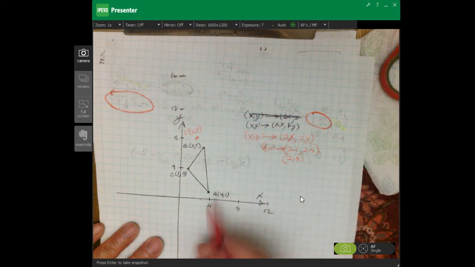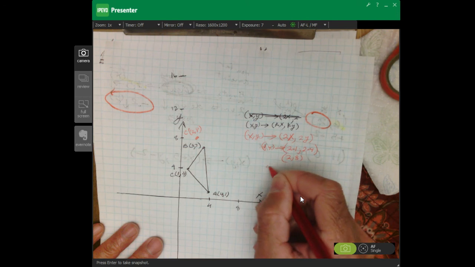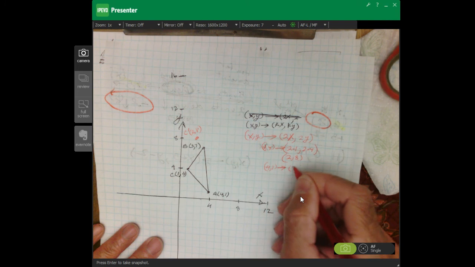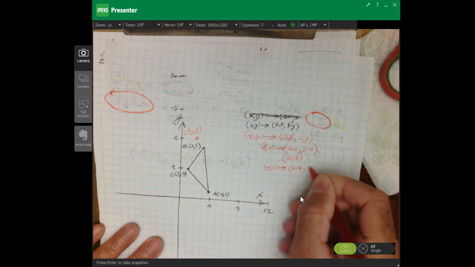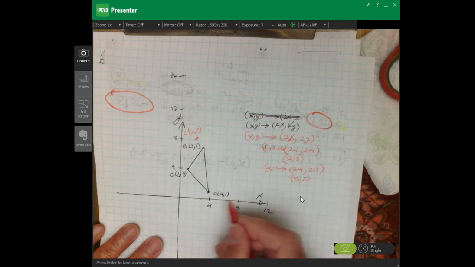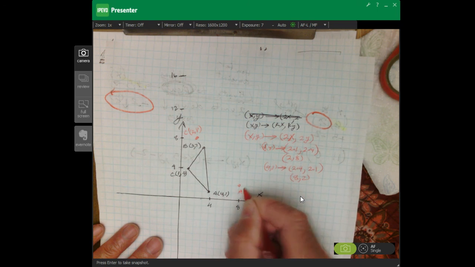Then A will be 4, 1. 2 times 4, 2 times 1, and we get 8, 2. So over 8, up 2, and that's A prime.